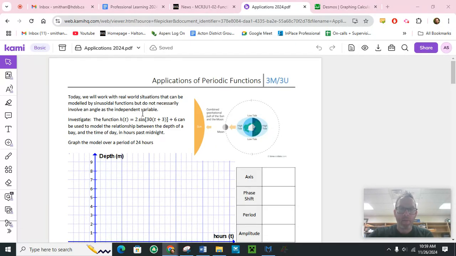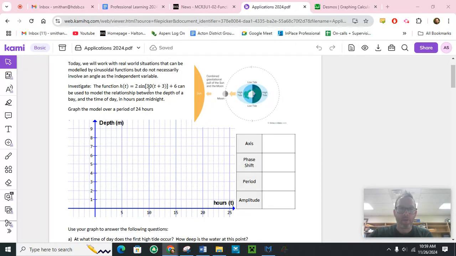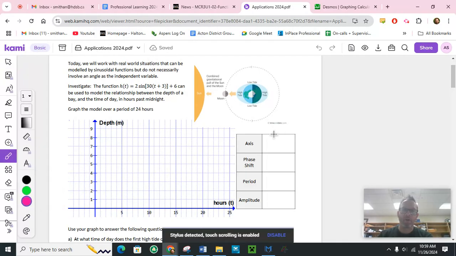And we're going to model the depth in terms of the time using a 24-hour clock. So t equals 0 would be midnight, t equals 12 is noon, t equals 13 would be 1 p.m. But we have an equation here, and we're used to making sketches. So let's sketch this periodic function.